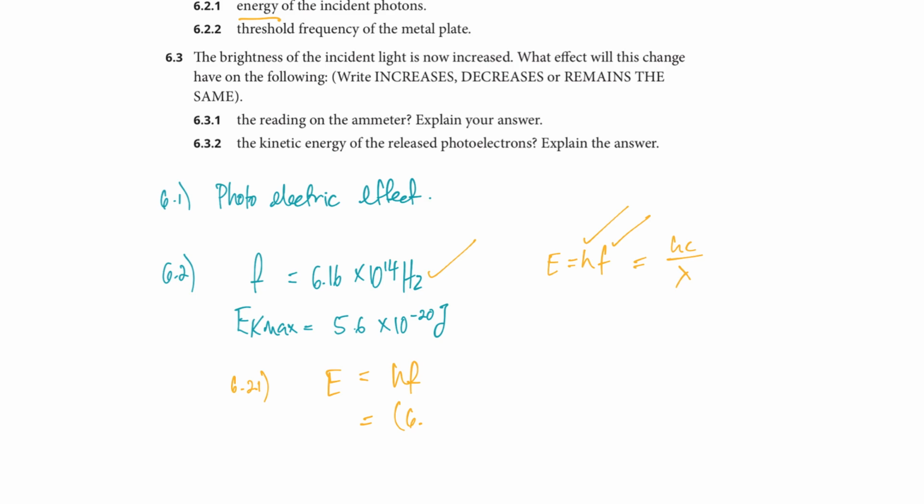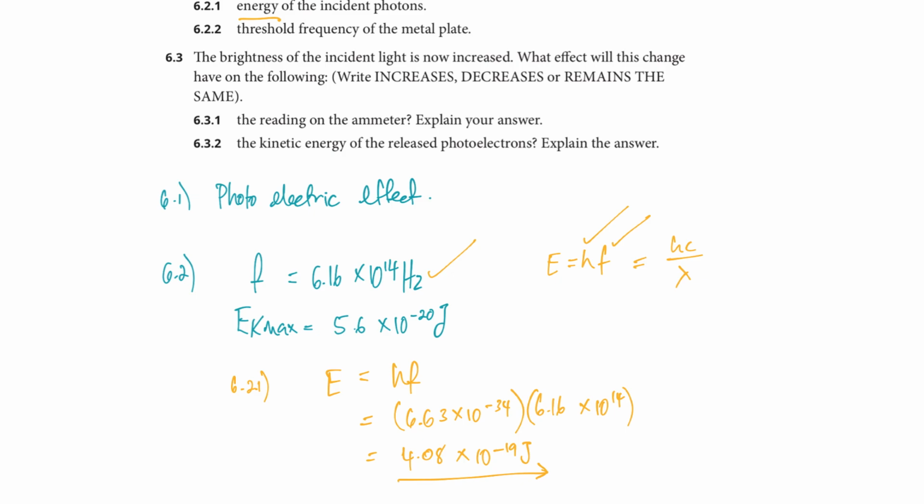The h we know is 6.63 times 10 to the power of negative 34, multiplied by a frequency of 6.16 times 10 to the power of 14. Again, try and do these by yourself so you can get some independence. That gives 4.08 times 10 to the power of negative 19 joules. Alright, there's 6.2.1 done.